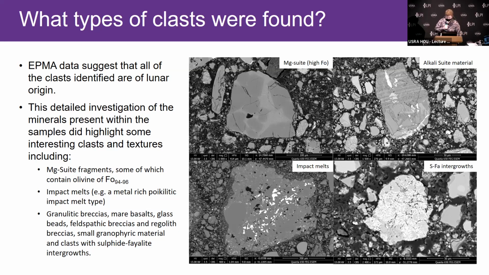In terms of what we found, just a quick overview: we had some magnesian suite fragments that had really high forsterite values of 94 to 96. We found lots of different interesting impact melts with different textures, a lot of metal-rich textures as well. Also some alkali suite material on the top right, and some really interesting sulfide intergrowths on the bottom right-hand side.